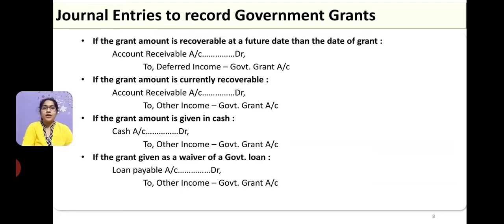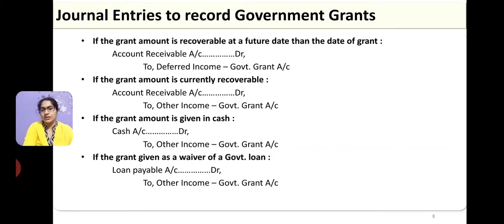Suppose today the grant has been given, but you have not received the money yet, but you are going to receive it in future. In such a case, we record it as account receivable account debited to deferred income, slash government grant. So the deferred income is related to the government grant. Because we have not received it yet, but we are going to receive it, we treat it as account receivable.